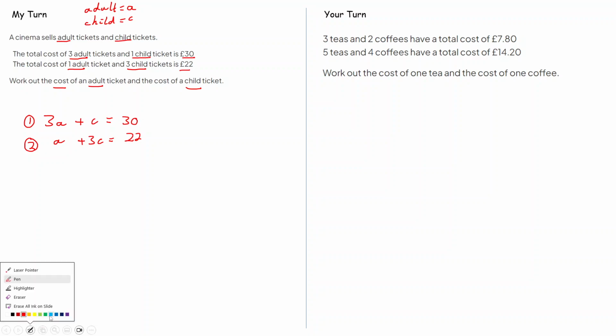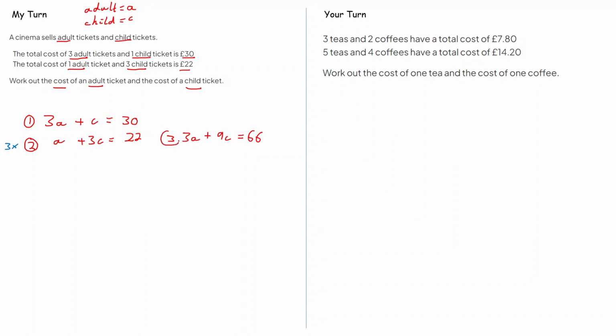I'm going to make the A parts the same, because why not? It's the first one that appears. To get the A's to be the same, I can times equation 2 by 3, because then what do I get? Well, 3 times A will give me 3A, 3 times plus 3C is going to give me plus 9C, and 3 times 22 is equal to 66. So I've manipulated equation number 2 by timesing it by 3, so really I've changed the equation, so let's call it something new like equation number 3.